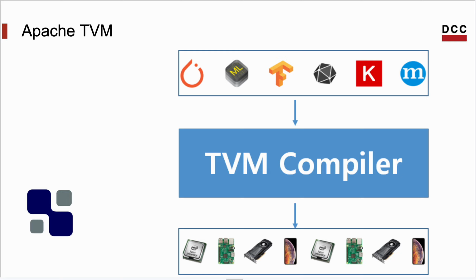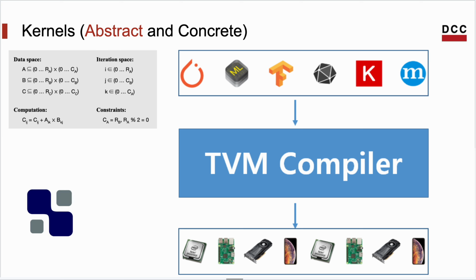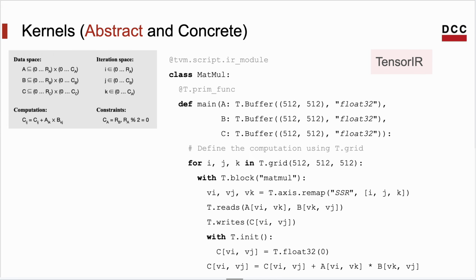TVM is an open source machine learning compilation framework that optimizes deep learning models and compiles them to run efficiently across diverse hardware, from data center GPUs and CPUs to mobile phones and edge devices. Something interesting about TVM is that it uses an abstract representation of kernels that focuses on what the kernel does and not on how the kernel does it. This abstract view is called Tensor IR.